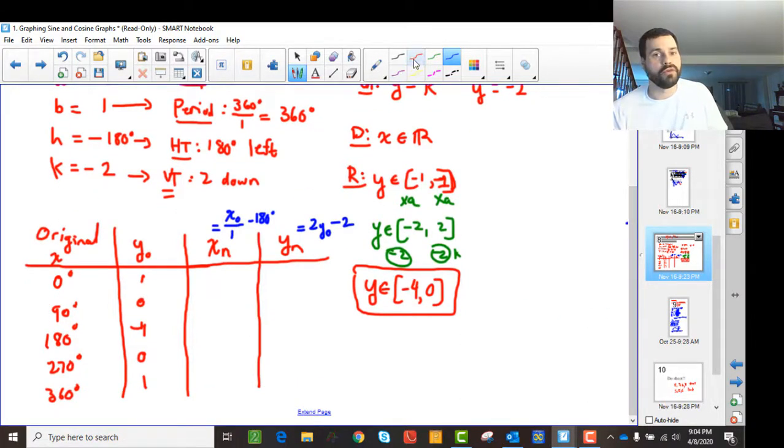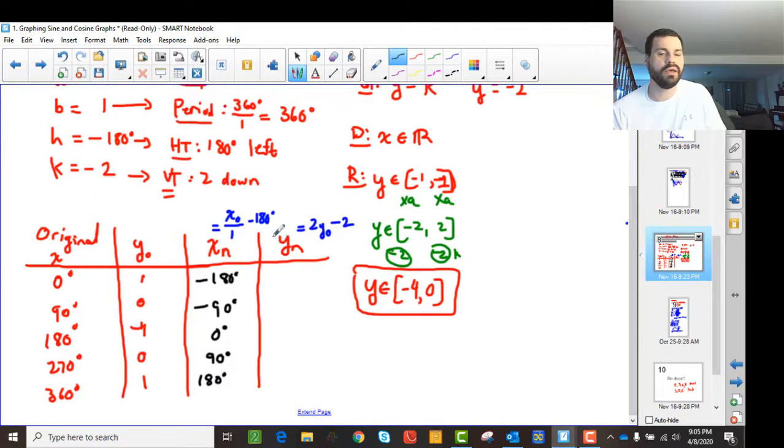So I'm going to fill them in. 0 divided by 1 is 0 minus 180 comes out to -180. And essentially all I'm doing is subtracting 180 from each of these numbers. So 90 minus 180 is -90. And then 180 minus 180 is 0. And then 270 minus 180 is 90. And finally, 360 minus 180 is 180.